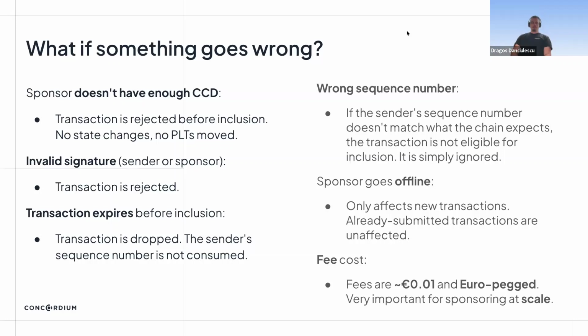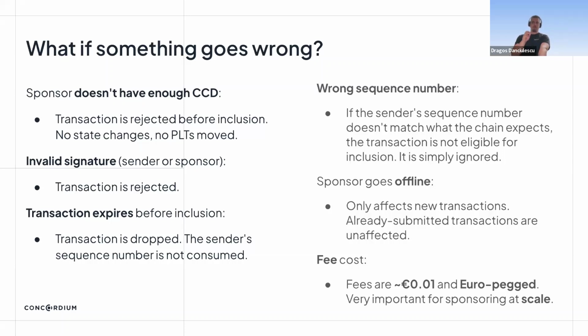Now, let's talk about some edge cases. What happens if something goes wrong? A very simple case would be that the sponsor doesn't have enough CCDs. Then the transaction will simply be rejected before inclusion in the next block. There will be no state changes and no stablecoins moved. If there is an invalid signature, either from the sender or the sponsor, the transaction will be automatically rejected.